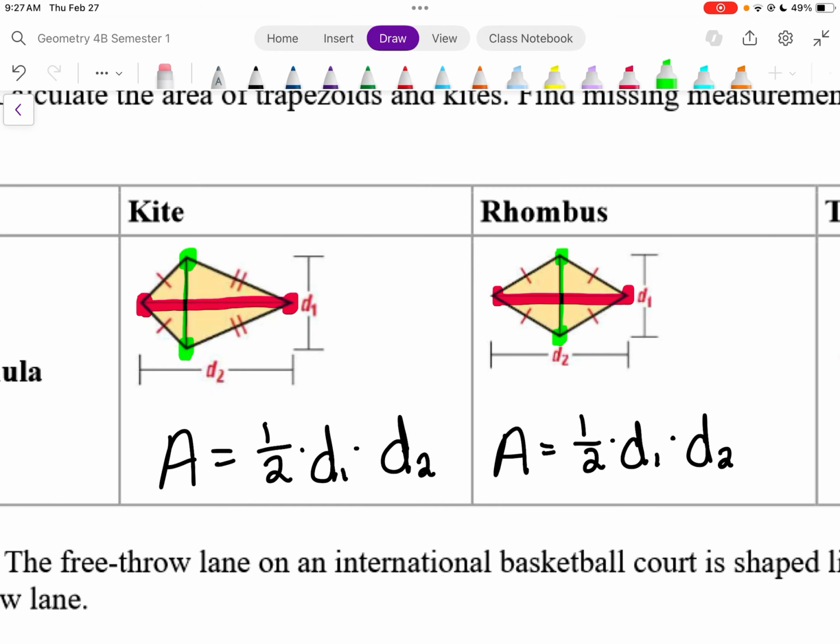One thing that might be useful for these two shapes to know is remember all the way back to our quadrilateral unit, the diagonals in a rhombus are bisected. So both of these are cut into two congruent parts in your shape. So if you know half of it, you know the other half as well. And then in a kite, the shorter diagonal is bisected. So these two parts would be the same length.